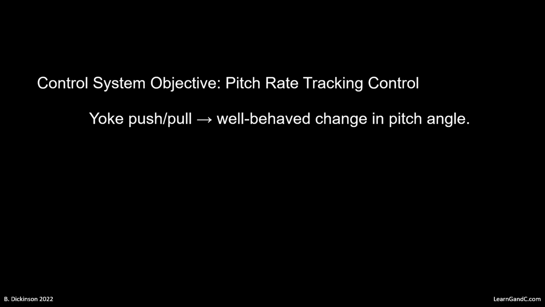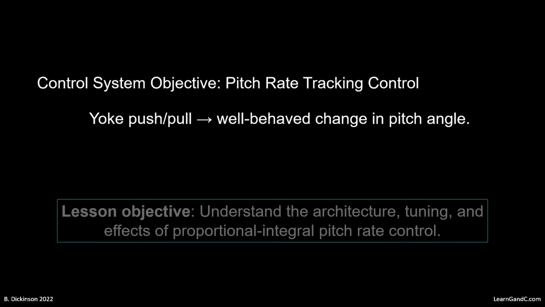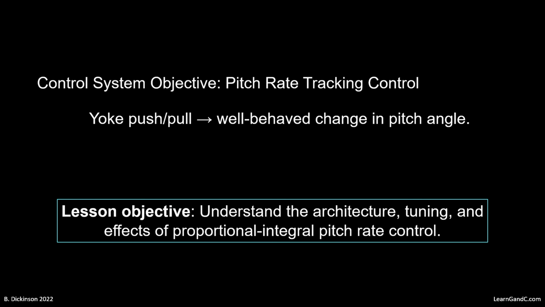In this lesson, we examine such a control system, specifically a pitch rate tracking controller. It allows well-behaved pitch orientation response to the push and pull of the control column. Our primary learning objectives are to understand the architecture, how to tune it, and its effect on the airframe.